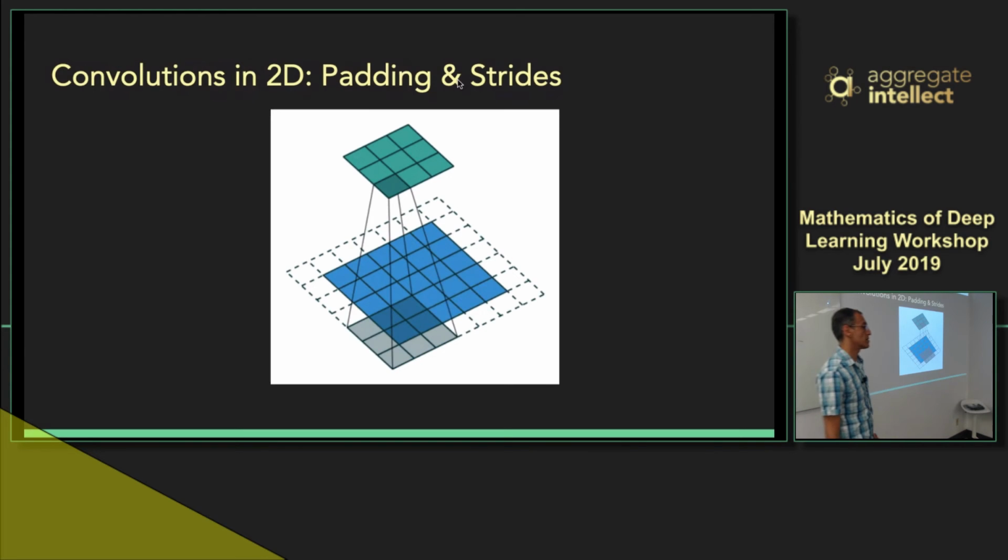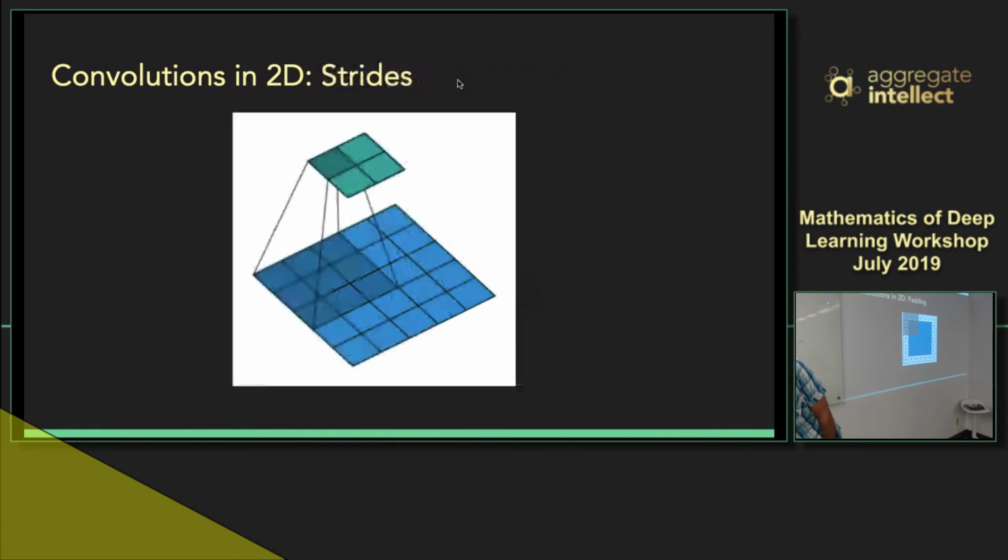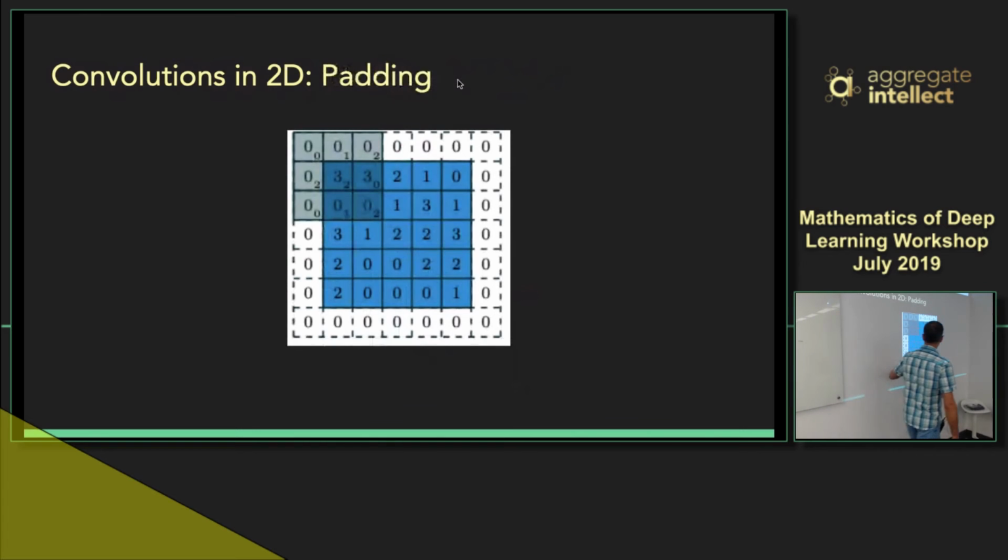So if you look at the one below, the dashed lines, would those have weights? The dashed lines have zeros in them. Yeah, so this is the padding part, right? And when we pad, the dashed lines are filled with zeros. Okay?